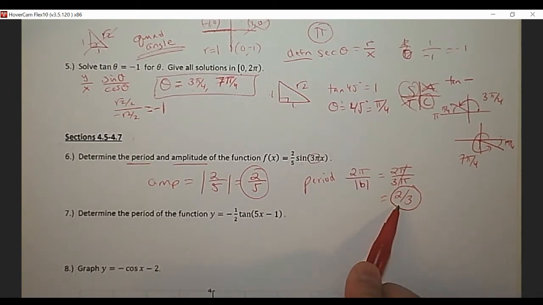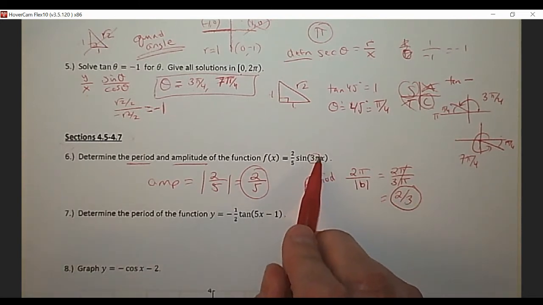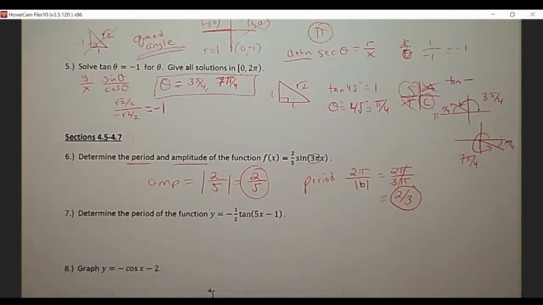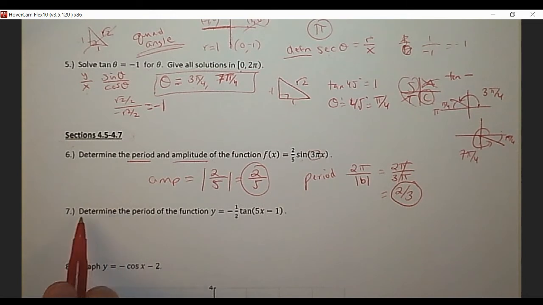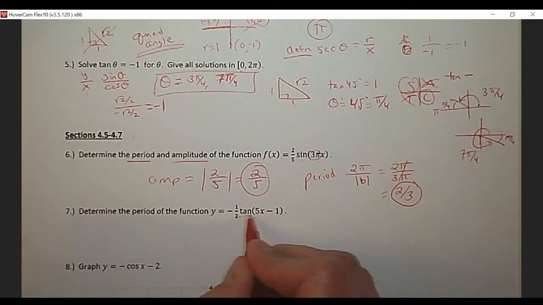Kind of unusual. We've seen it before, but it doesn't happen too often that our period does not have a pi in it. But the reason the period for this one doesn't have pi is because the b value, the coefficient of x, had a pi in it, so that's why it reduced out. For number 7, we want to find the period of this tangent function.